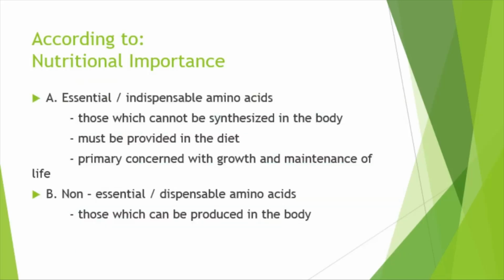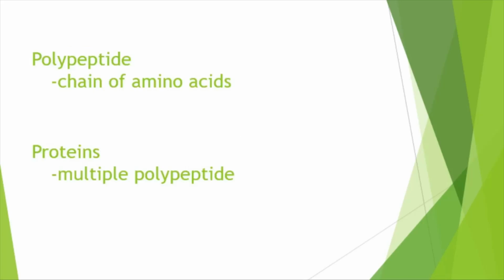So again, when we say essential, these are indispensable amino acids. So those which cannot be synthesized in the body must be present or provided in the diet. So primary concern with growth and maintenance of life. But when we say non-essential, these are dispensable amino acids, those which can be produced in the body. So those are your essential and non-essential amino acids.